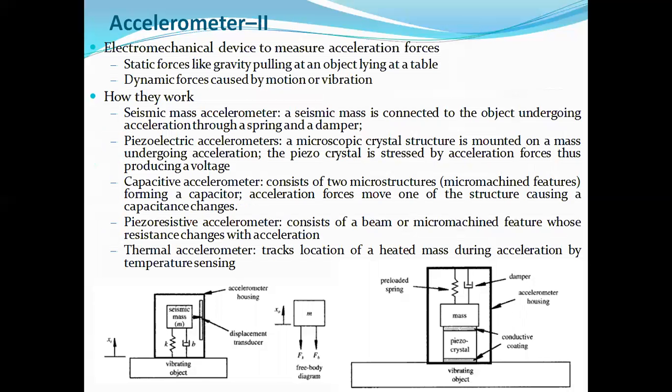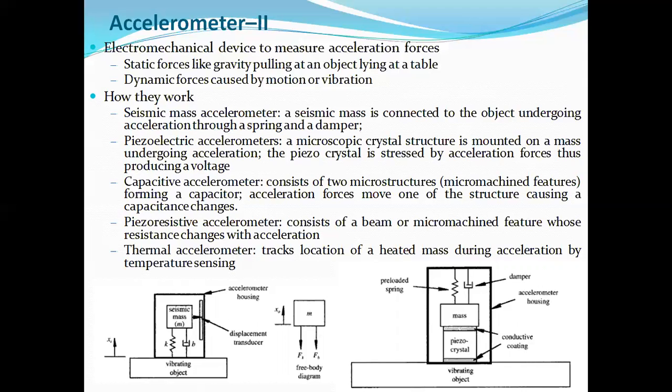So this is the accelerometer's working nature. It's a device used to measure dynamic motions or forces. There are static forces, like gravity pulling on something lying on the table, and dynamic forces caused by motion or vibrations. How do they work? It's a basic phenomenon. A seismic mass accelerometer is connected under acceleration conditions to a spring or a damper. The damper setup we call a shock absorbing device, shock absorbers.